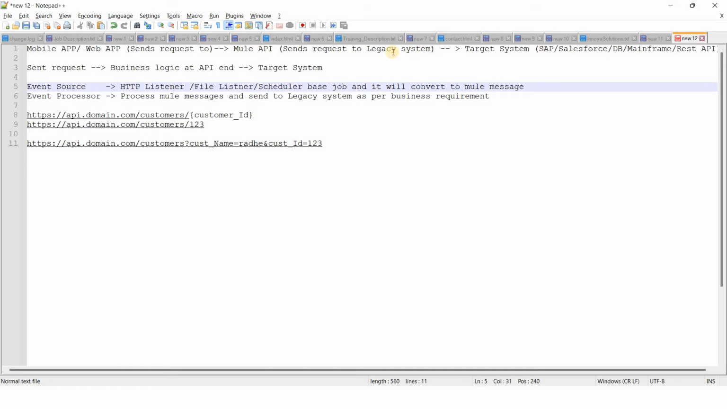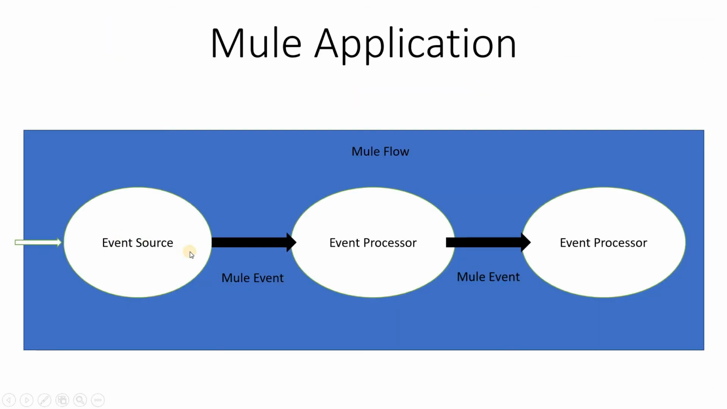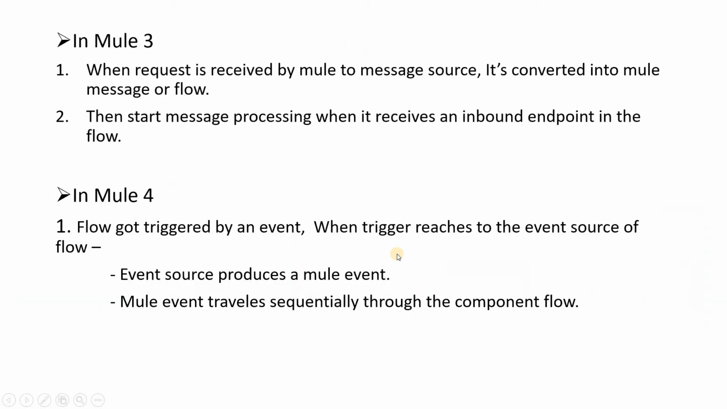Mule is basically the integration layer to connect two different systems. Let's say a mobile app or web app sends the request to our Mule application, and the Mule application calls the legacy or target system, whether SAP, Salesforce, database, mainframe, or whatever REST API call you can make in our Mule API. So this is about the event source and the event processor, and let's come to the next one.